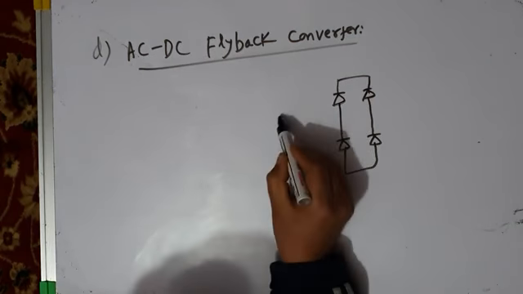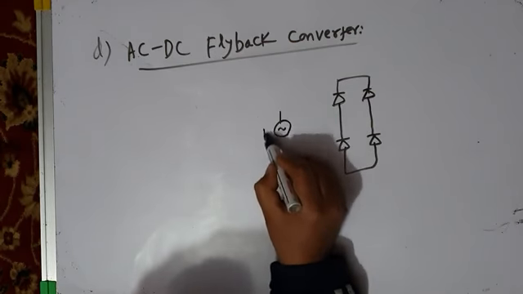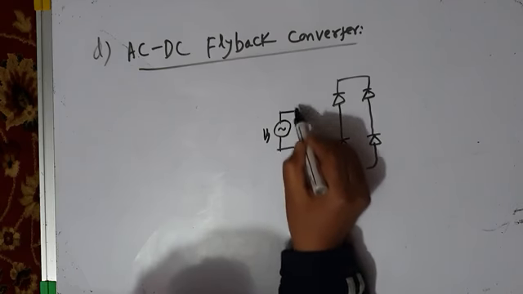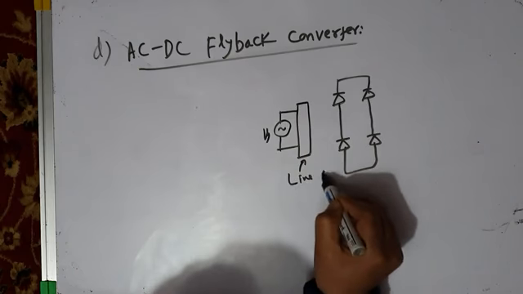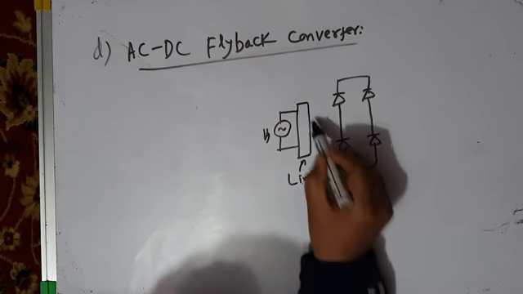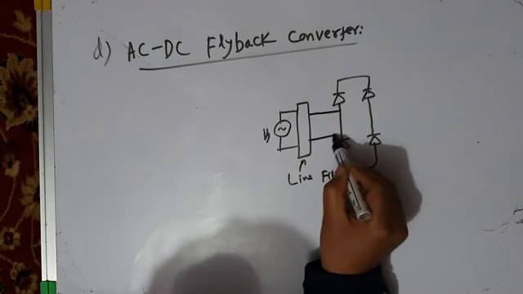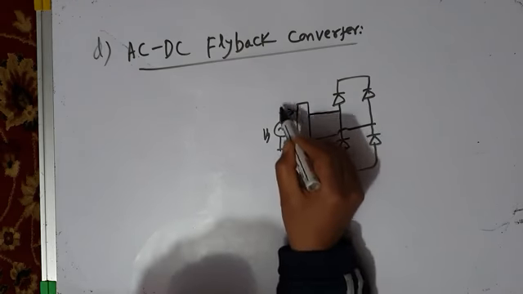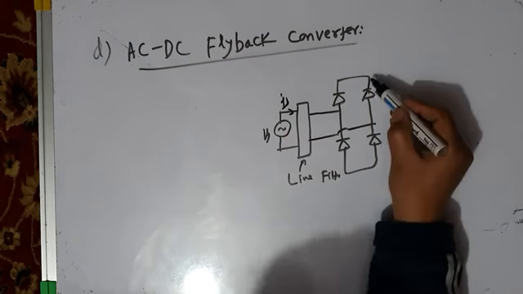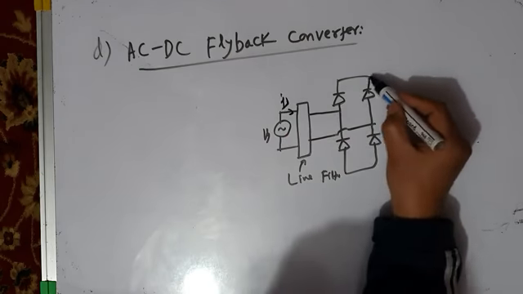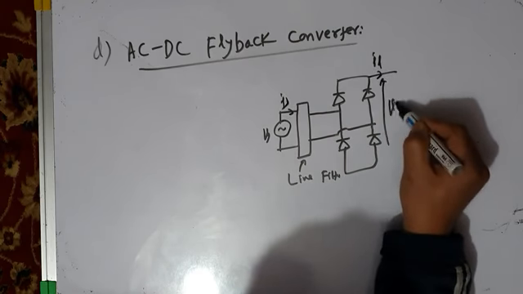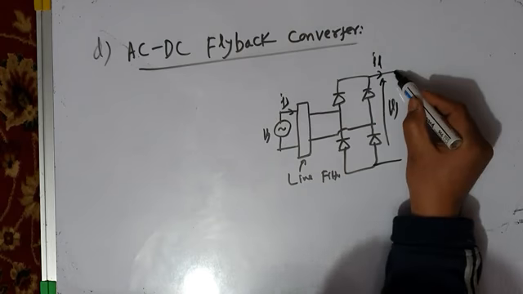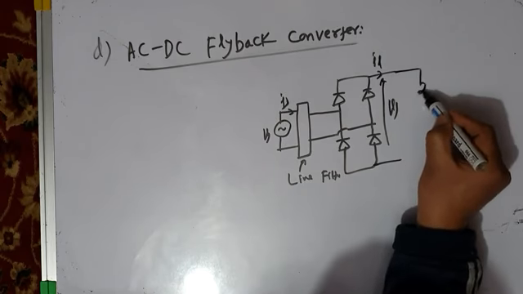This is source voltage, AC source voltage. This is your line filter, which is passive LC filter, high pass filter, small sized filter. This is source current IS. और इसके बाद आपका this is IL, या आपकी VL है, और आपका फ्लाईबैक कन्वर्टर आ जाएगा. और फ्लाईबैक कन्वर्टर looks like this.